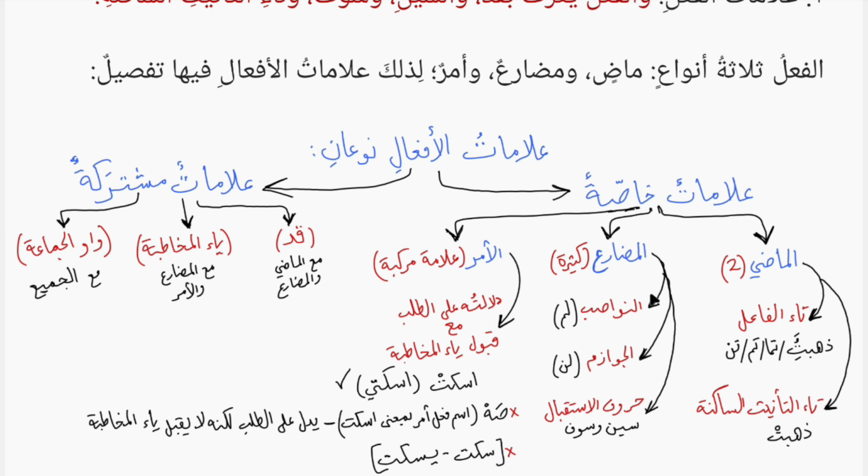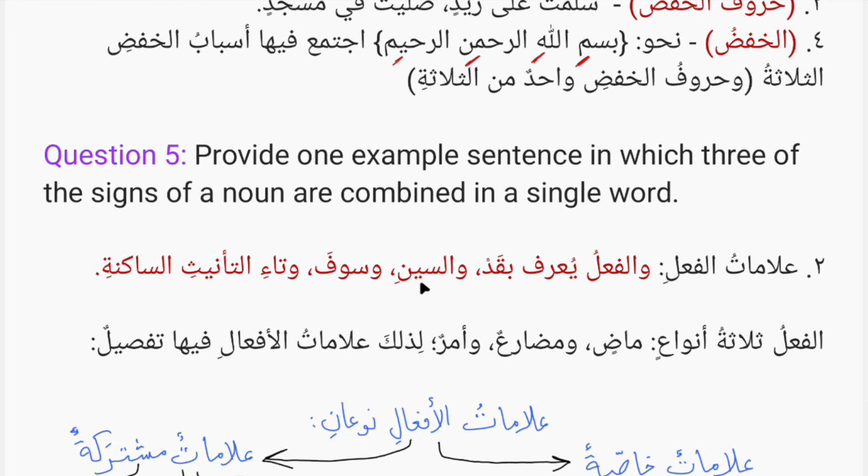Another specific sign for the mudari' is huruf al-istiqbal, those particles which indicate future tense. And he's mentioned as-sin wa sawfa. Sin and sawfa will only come before a fi'l mudari', like سأذهب إلى البيت, I will go to the house. سوف أذهب إلى البيت, I will go to the house. Even though both of them indicate future tense, sin indicates the near future, this is the distant future. So سأذهب and سوف أذهب, this means I will do both of them in the future, but سأذهب is the near future, سوف أذهب is the further or distant future.